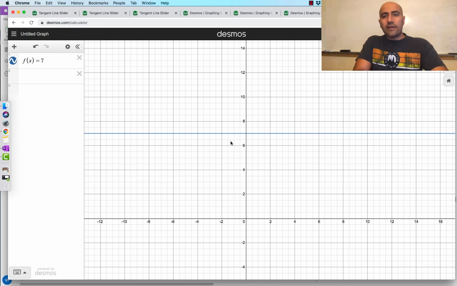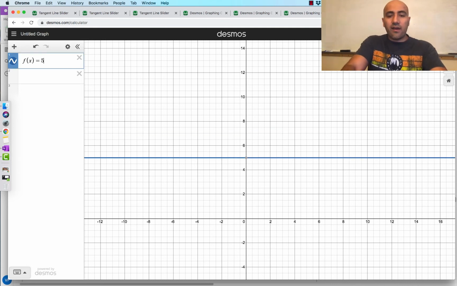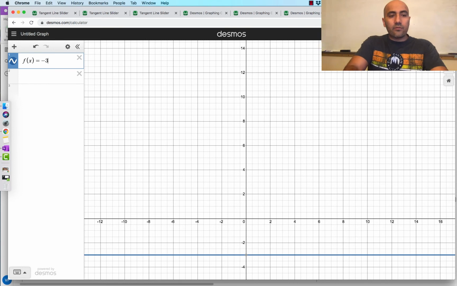Right? So here's the line y equals 7, and clearly it's continuous everywhere. And that's going to be true regardless of what that value is. It could be a 7, it could be a 5, it could be a -3. It doesn't matter. As long as you're choosing a constant here, not a whole number, but a real number, then it's going to be a horizontal line.